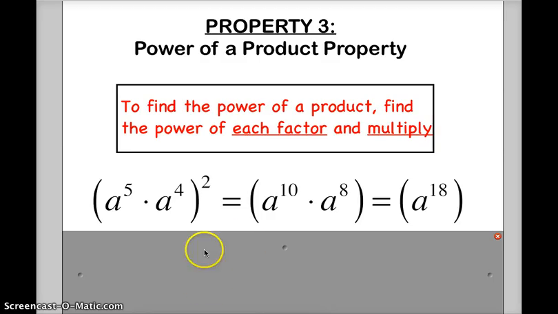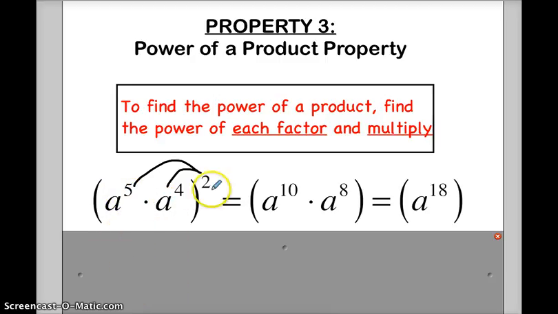As I mentioned before, when you have a power raised to a power, we can take this exponent right here and we can actually distribute it to each factor inside the parentheses, regardless of the base. So here you see there are 2 different ways that we're going to actually simplify this expression.